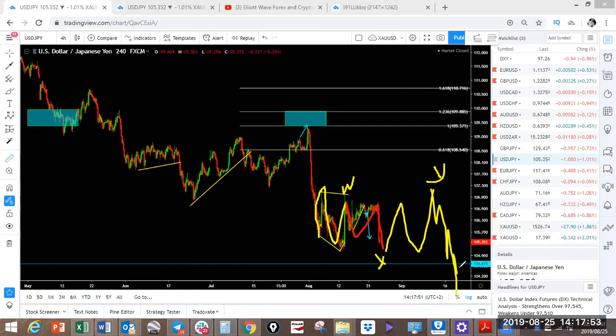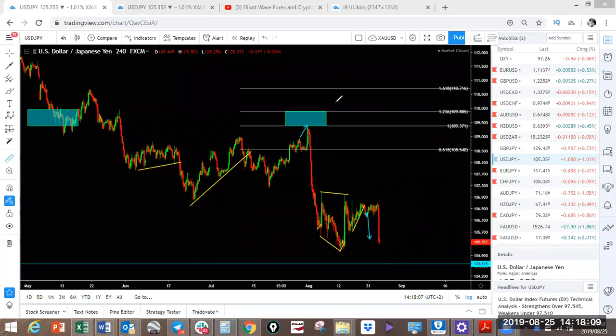My overall target has always been 104. For this one, it can push even lower. So let's see if we're going to get this bounce. If you don't get this bounce, that means this was all the correction, and this is the last move to the downside. Very close now to the previous low on US dollar JPY.